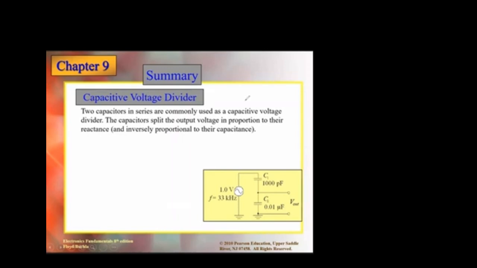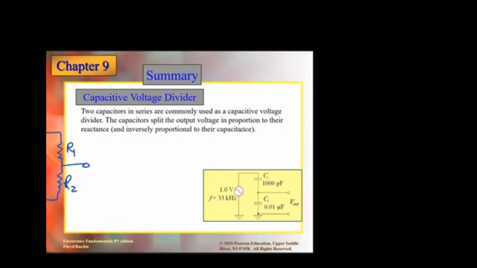Like if you remember this type of divider circuits we have discussed earlier, like this is R1, this is R2, right? So now this is for the capacitive divider circuit, though it is a series divider circuit. So two capacitors in series are commonly used as a capacitive voltage divider. The capacitors split the output voltage in proportion to their reactances. How do they split the voltage? In proportion to their reactance and inversely proportional to their capacitances.